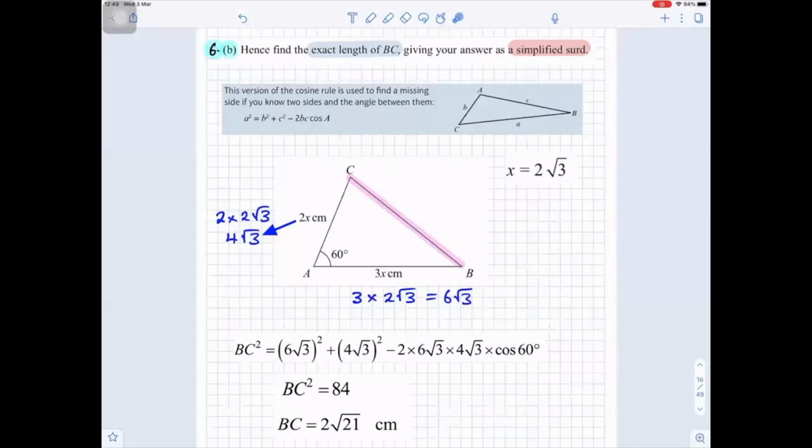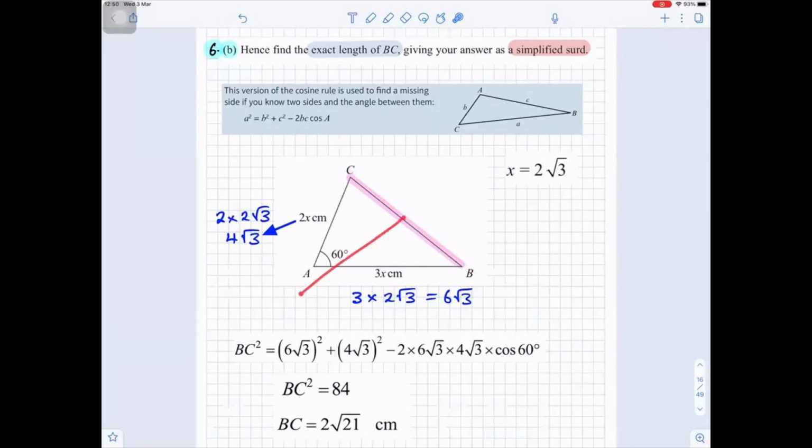Question 6b says, hence find the exact length of BC, giving your answer as a simplified surd. Hence means you use your answer from before. And we're going to use this formula I've put there. It's the cosine rule: a squared is equal to b squared plus c squared minus 2bc cos A. So what we want is, find the length of BC. We've got CB, we'll call it BC.